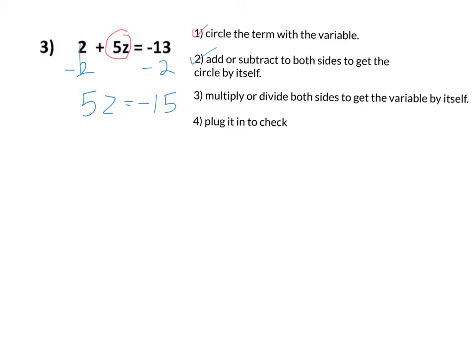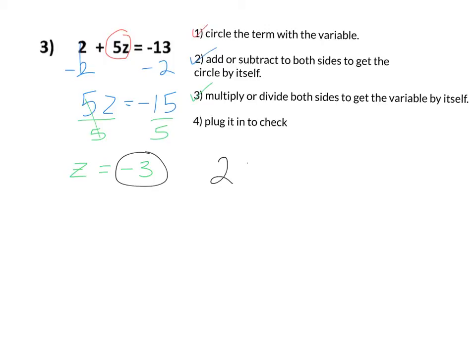Step 2 is done. Step 3. Multiply or divide each side to get the variable by itself. So the inverse of multiplying by 5 is dividing by 5. So let me divide by 5 on both sides. That's going to give me z is equal to negative 3. Then the last thing we have to do is check. So we're going to plug in negative 3 right there for z.